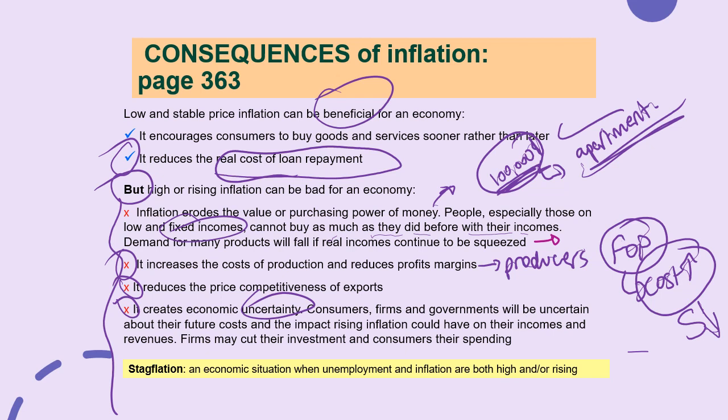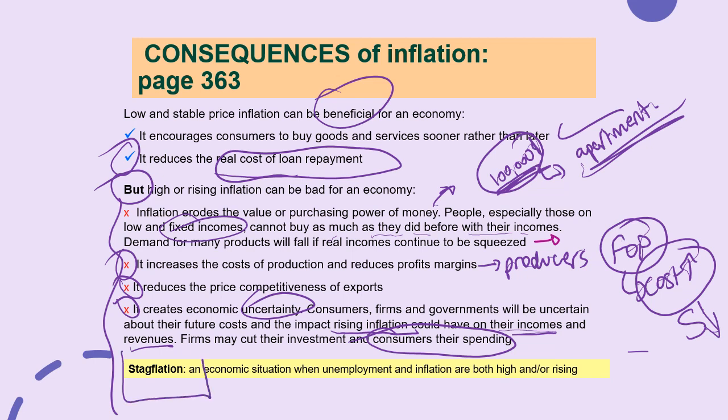You don't know what is waiting for you later on. So consumers, firms, and governments will be uncertain about their future costs and the impact rising inflation could have on their incomes and revenues. So at that point, the firms will reduce their investment, so they're not investing anymore automatically. The production is decreasing, so they do not need to hire as much labor as before. And since unemployment is increasing, consumers will be decreasing their spending.